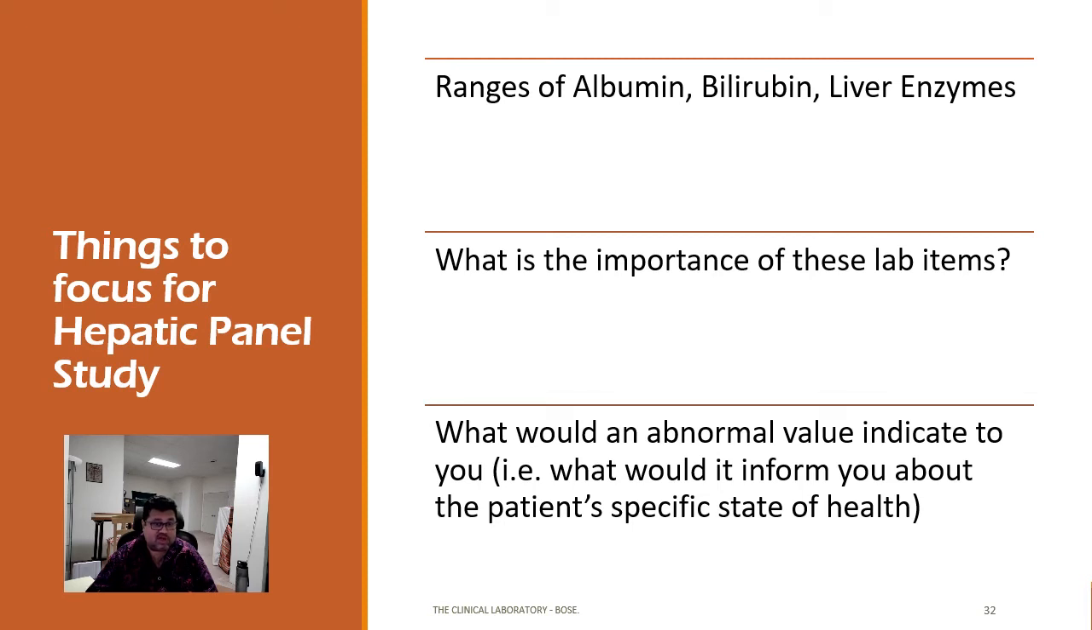So things to study for the liver panels are albumin, bilirubin, liver enzymes. What is the importance of each one of these lab items? And what would an abnormal value indicate to you? That is, what would it inform you about this patient-specific state of health?